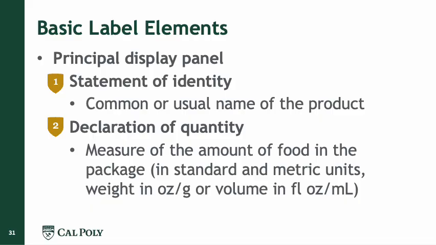So how much food is in the package without the package weight. So just what we call the net content or the net weight. And this should be given both in metric units and in standard units, like, for example, ounces and grams. If we think about something like a solid, it's expressed as weight. Or if it's volume, like a beverage, it should be in fluid ounces and milliliters.